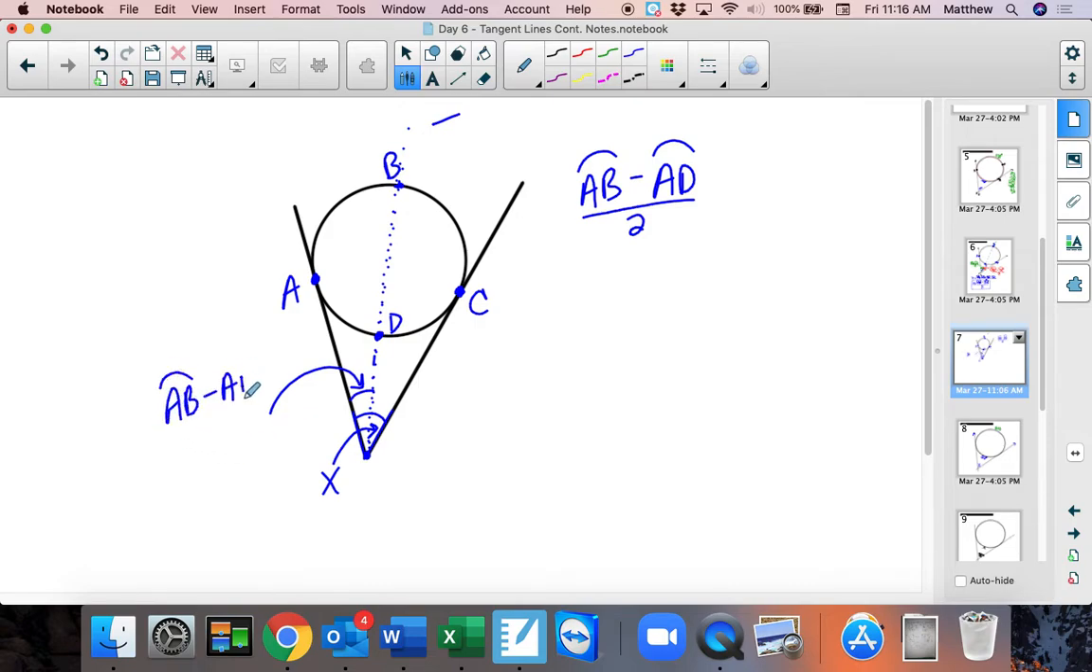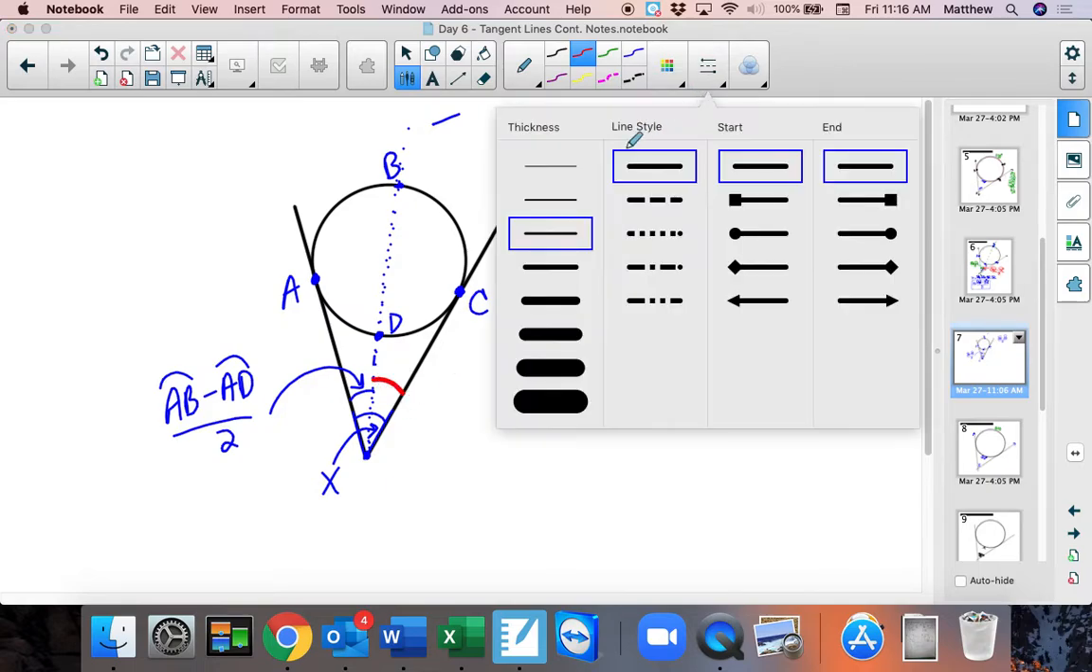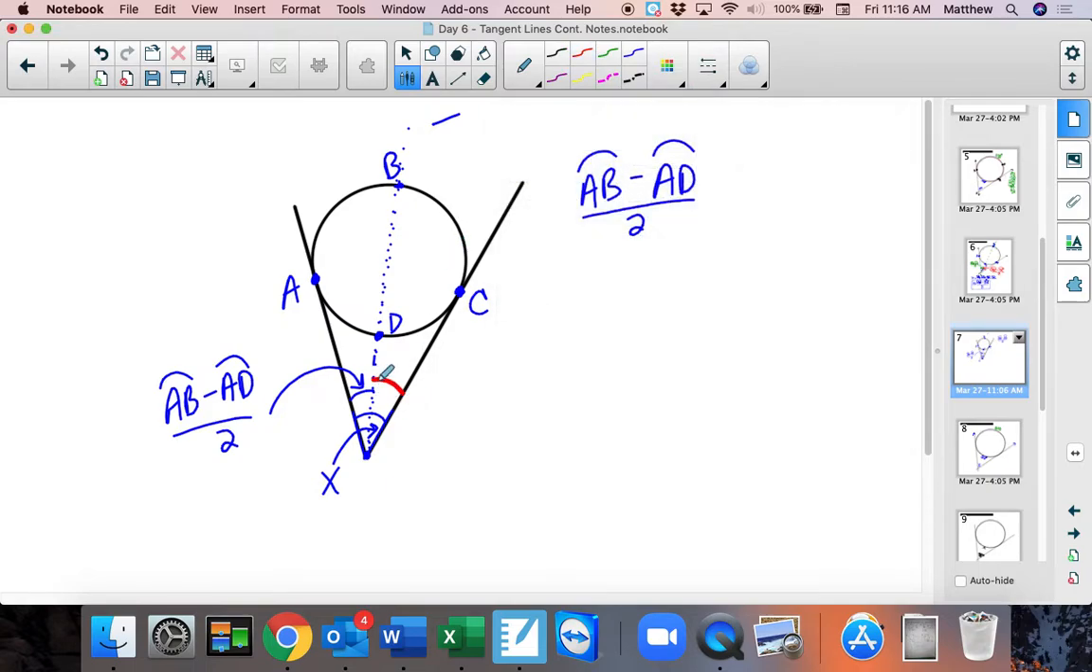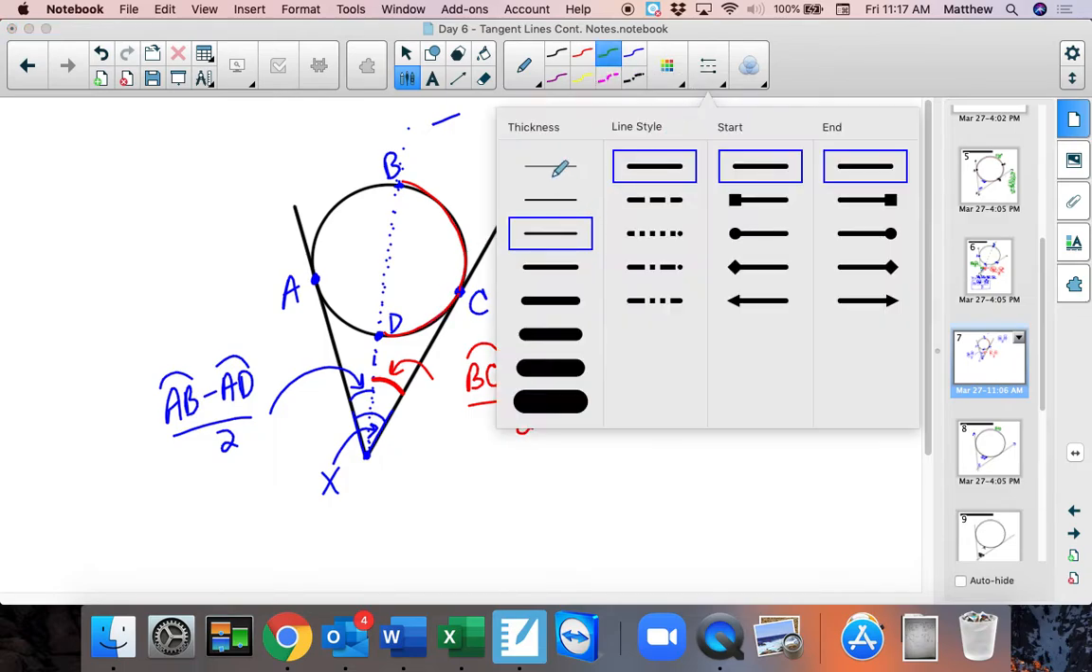minus AD over 2. And then similarly, let's write it in red. This angle right here would be this arc, BC, minus this arc, DC, over 2. Okay, and obviously this whole angle X, maybe I should do that in green.